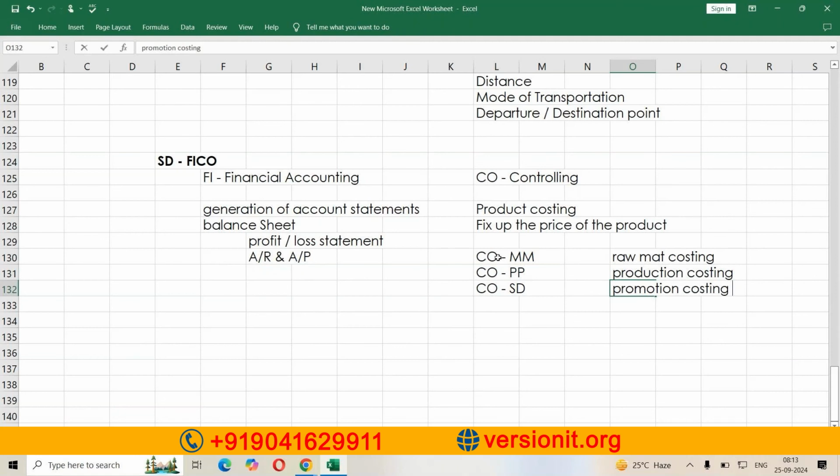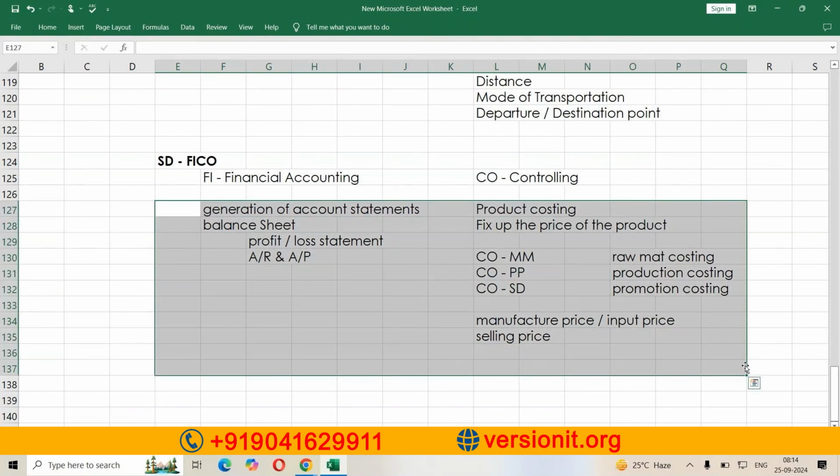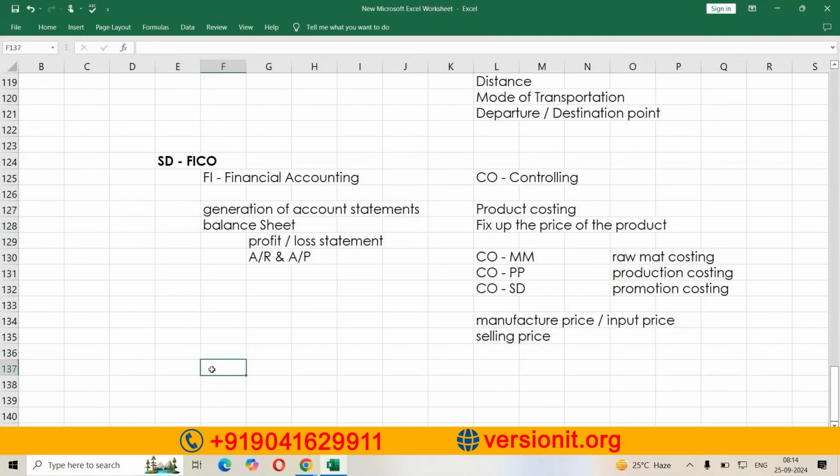Based on all these particular parameters, they try to fix up the manufacturing price, or we call it the input price. At what price the company is manufacturing the product, and based on that, the selling price is going to be fixed up. So we work with this particular department, FICO. And under this FICO, we are going to be working with a topic called revenue account determination. How accounts are going to be updated.